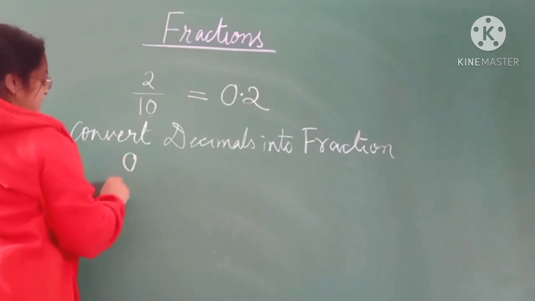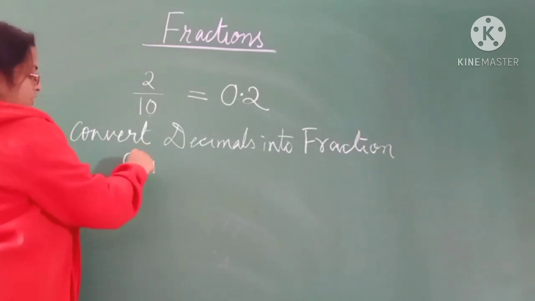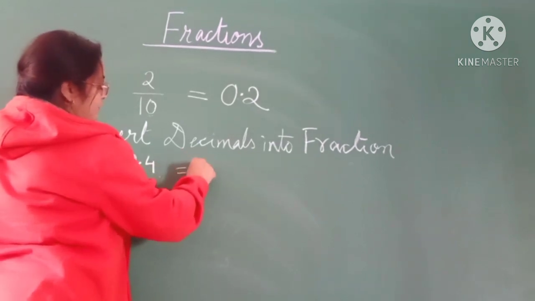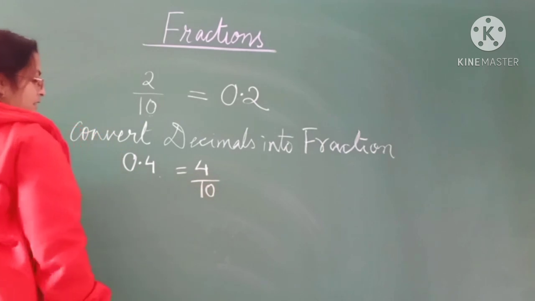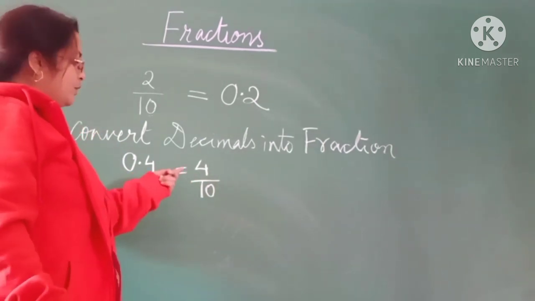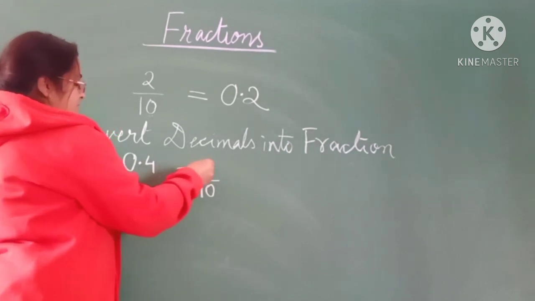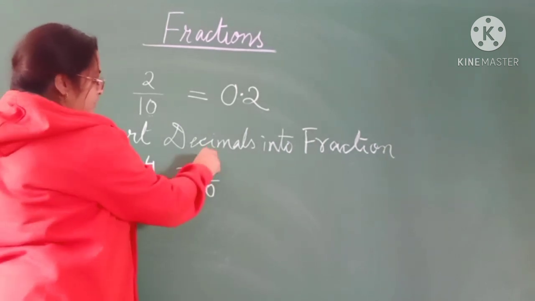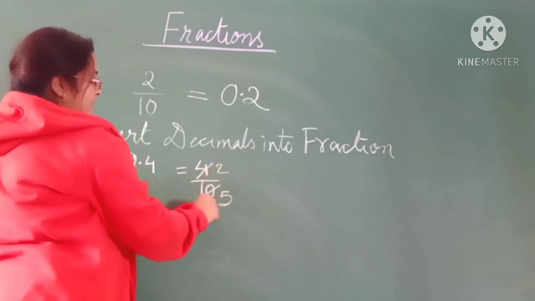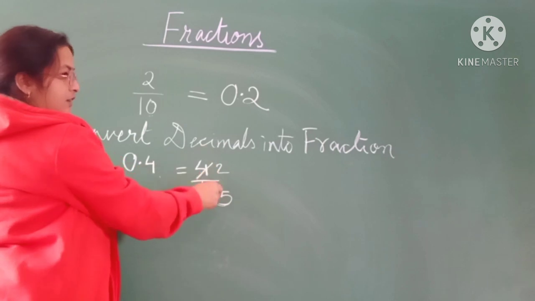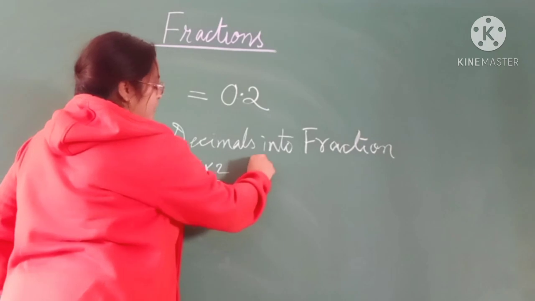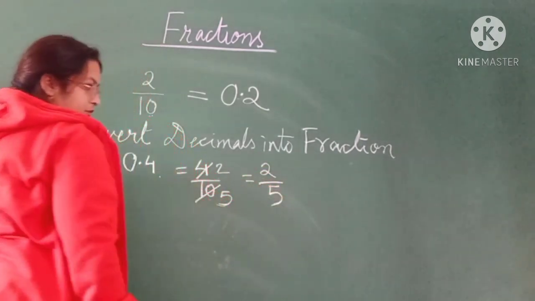Let's take a simple example. Say 0.4. So what is the meaning of 0.4? 0.4 means 4 by 10. Now we have to just simplify this fraction. So what do we do? We just cut it by the same number. 2 2s are 4, 2 5s are 10. Or maybe you can say we divide it by the LCM of the numbers in the numerator and the denominator. So 0.4 can also be written as 2 by 5.